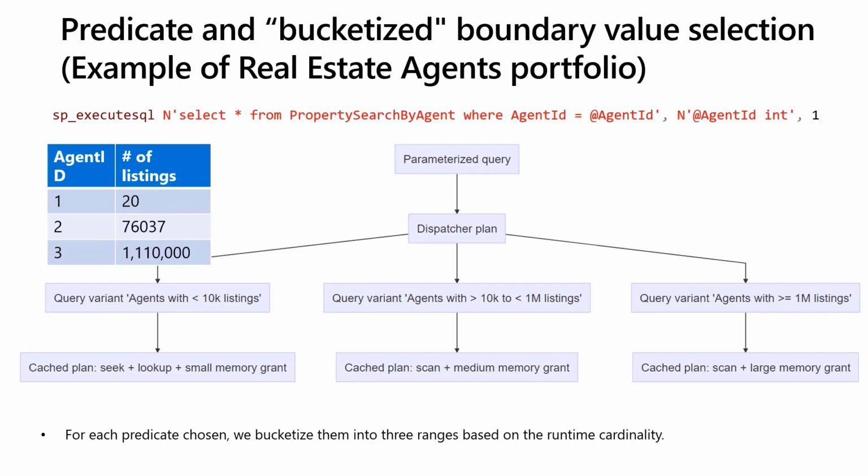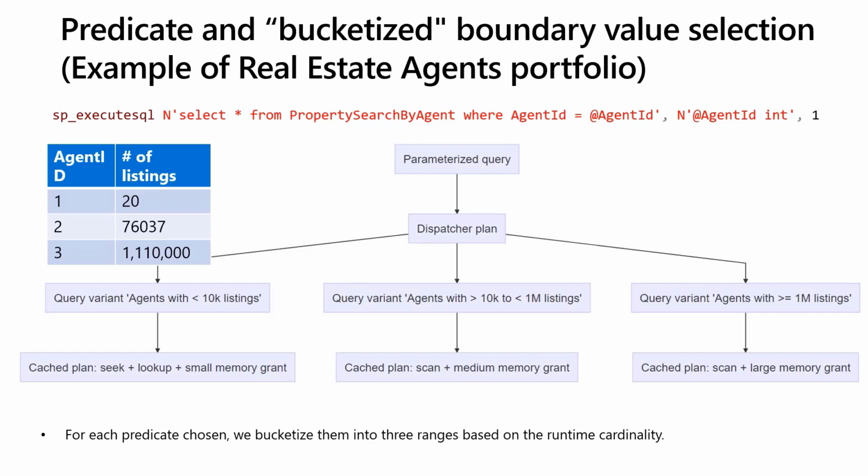It will help us say, okay, we know there's only 20 listings here. So looking at pulling this data out of this table, it should be pretty straightforward. We should just create a seek, and then unfortunately we have to have a small lookup to get the rest of the columns because our developer decided that they wanted to use the select star.